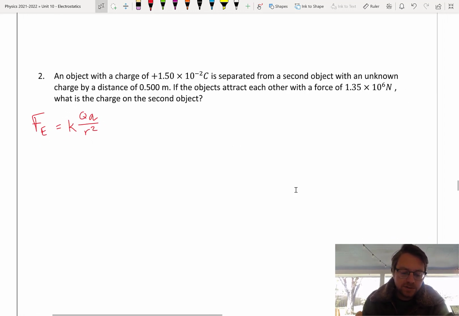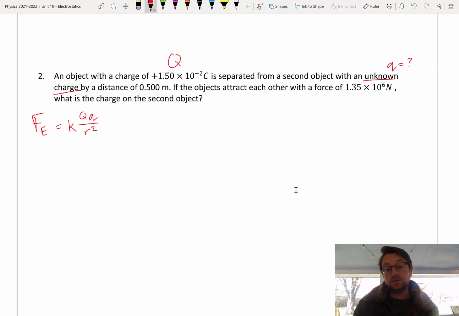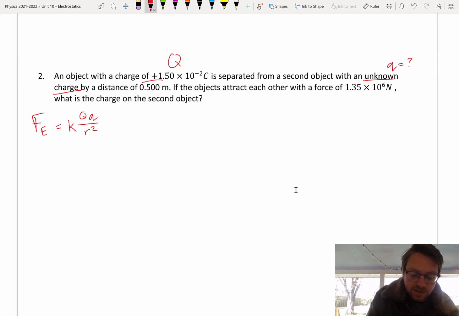This number 2: an object is charged with plus 1.5 times 10 to the minus 2 coulombs, separated from a second object with unknown charge. So if we call this big Q, our second charge that's unknown is our little q, we don't know what it is, by a distance, that's our r value, radial distance 0.5 meters. The objects attract each other with a force of 1.35 times 10 to the 6 newtons. What is the charge on the second object, little q?